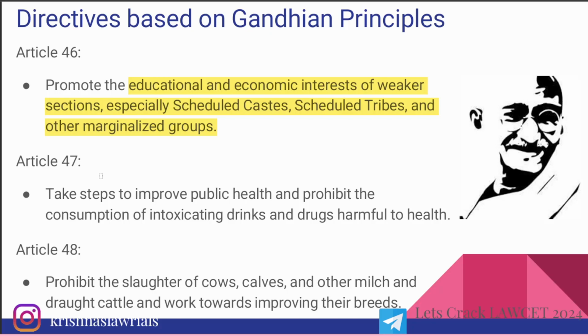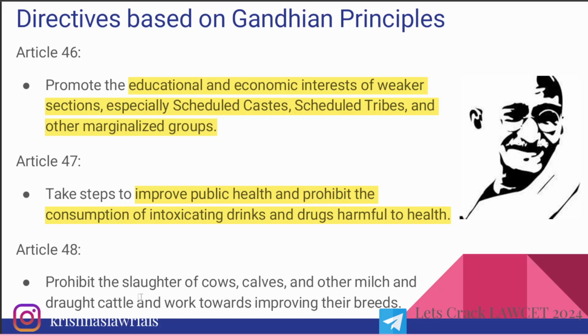Article 47 says take steps to improve public health and prohibit consumption of drugs and things which are harmful to health. So here in Article 47, Gandhiji every time says we should not drink alcohol, we should not eat non-veg, we shouldn't eat or drink something which is harmful to our health. So here it is taking steps on improving public health and prohibiting the consumption of alcohol and drugs.